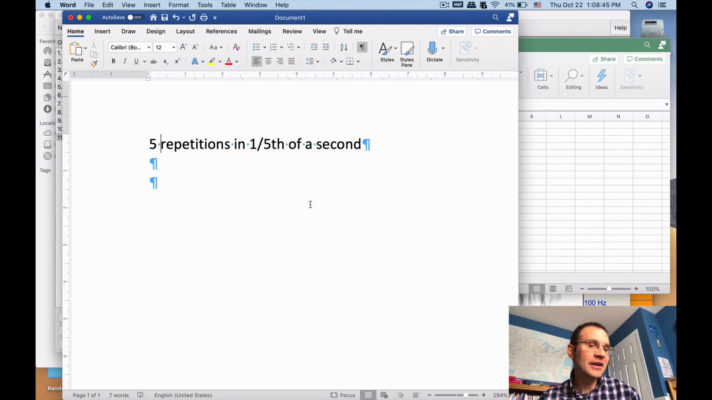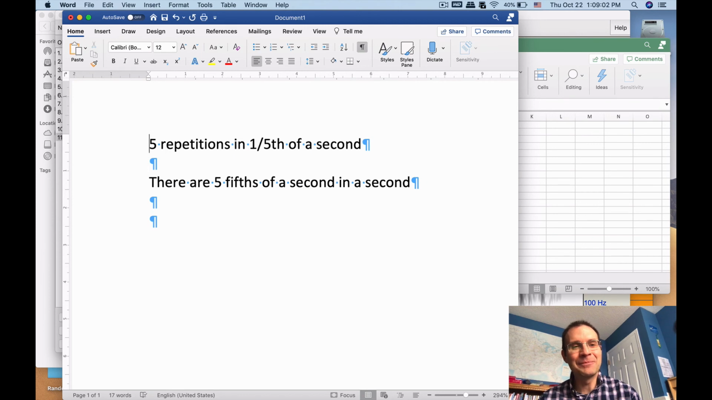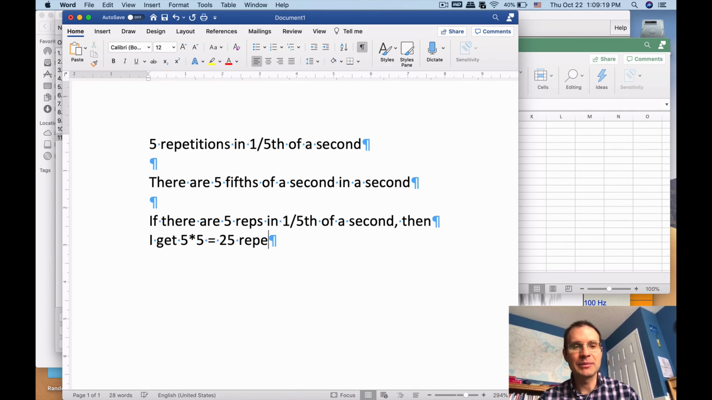Let's think about it. If I talk about 1/5 of a second, how many fifths of a second can I fit into a second? I can fit 5, right? So there are 5/5 of a second in a second. That means whatever value I get out of this, I can multiply it by 5 to say how many repetitions I'll get in a whole second. If there are 5 reps in 1/5 of a second, then I get 5 times 5 equals 25 repetitions in a whole second.